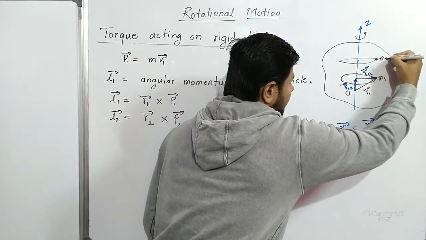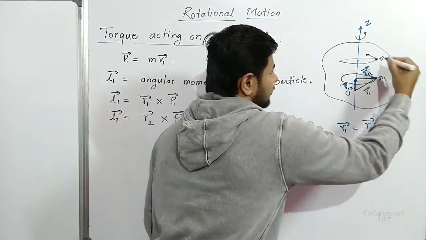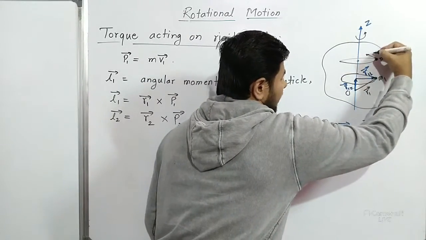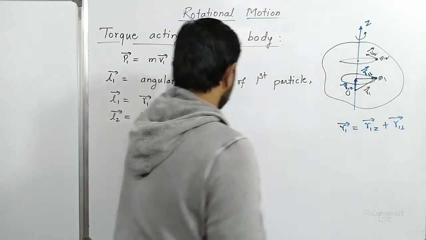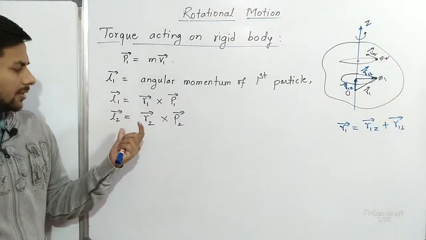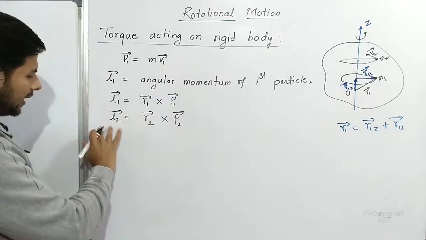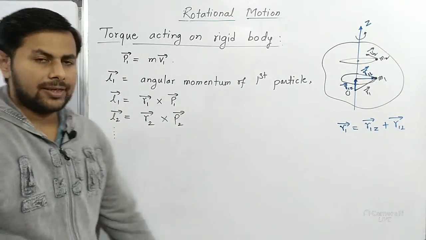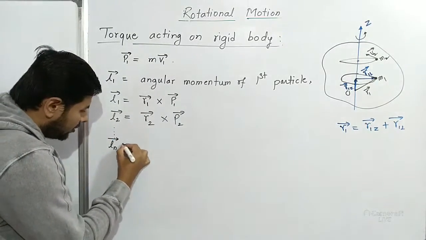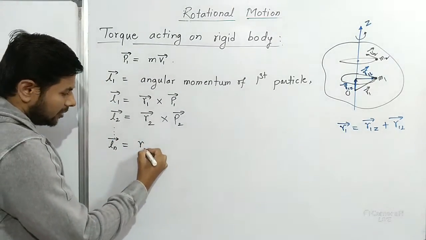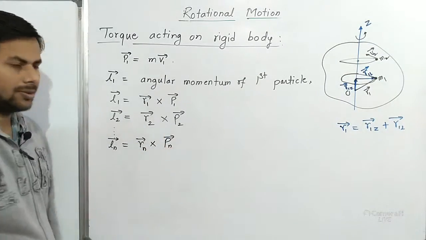So if this is the second particle, its mass is m2, this is r2 bar, and its linear momentum is this one, directed in the same direction as its velocity. So r2 cross p2 is its angular momentum. Similarly we can write the angular momenta of all n particles within the body. So the angular momentum of the nth particle is Rn bar cross Pn bar.